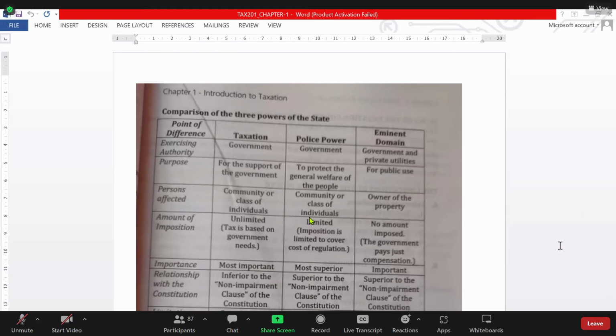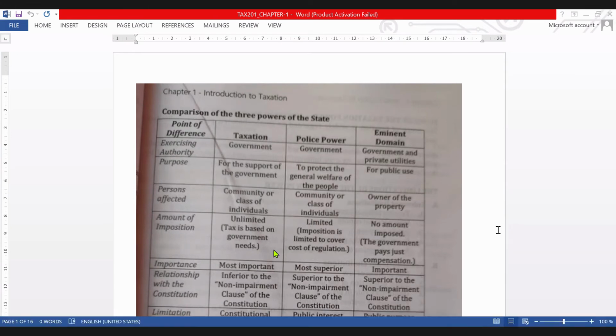This is also our subject here. The benefit received theory presupposes that the more benefit one receives from the government, the more taxes he should pay. If you receive a lot from the government, more taxes should be paid by you. How can we observe that? How do we measure the extent of the benefit a person receives?